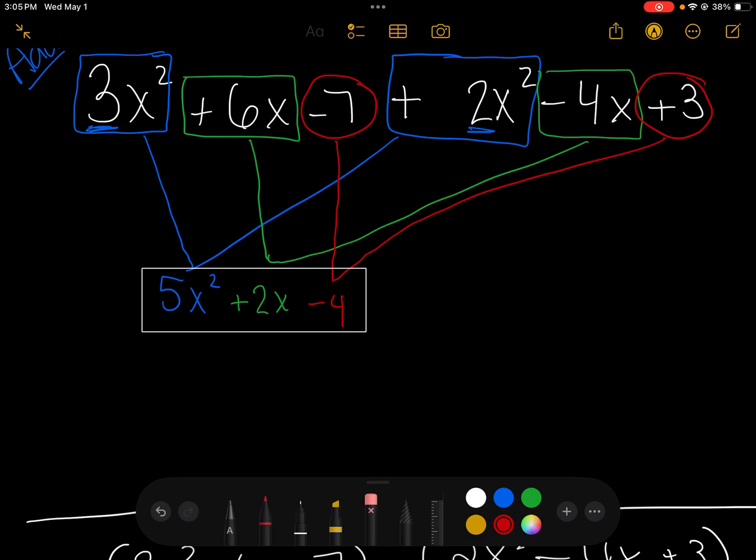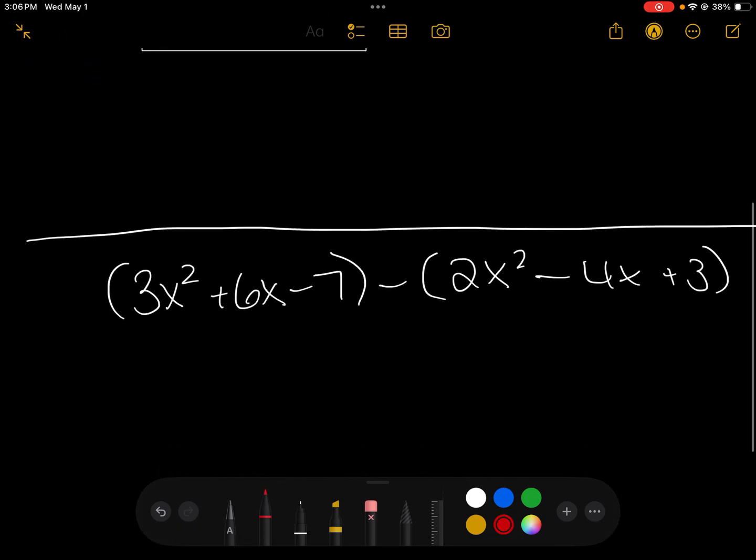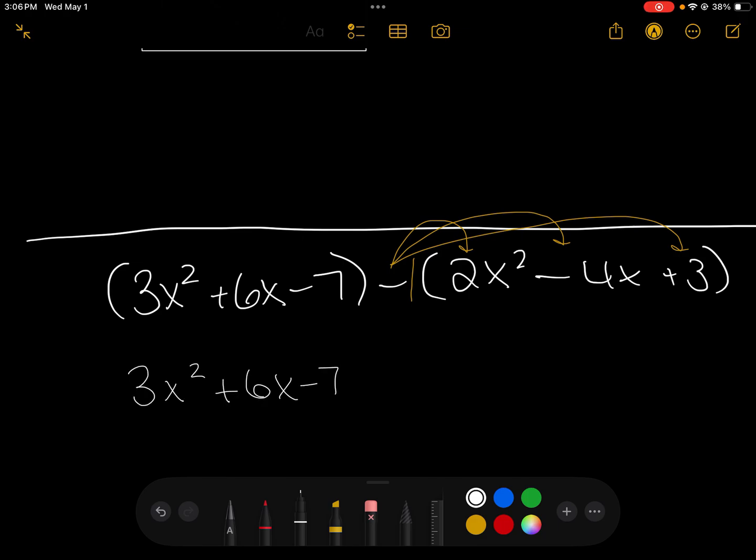Okay, subtracting is very similar. Let me show you a subtraction problem. One of the biggest differences with subtraction is I have to first distribute this negative 1 before we do anything else. When we distribute the negative 1, we are going to copy down the first part exactly the same, but drop those parentheses. I'm going to distribute the negative. We get negative 2x squared plus 4x and then minus 3.